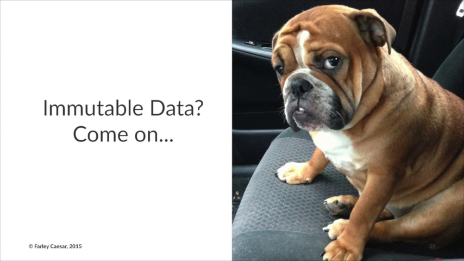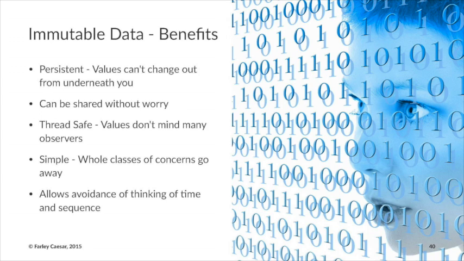But again, the skeptical dog says, come on, immutable data, how can I structure my application that way? How can I get anything done, right? I postulate that there are benefits to doing it this way, since they're values and they're persistent, they can't change out from underneath you. You can share them around without any worry. They're thread safe because they don't change, so any number of threads can touch them. They're read-only type values, and they take away whole classes of problems around locking and concurrent access.